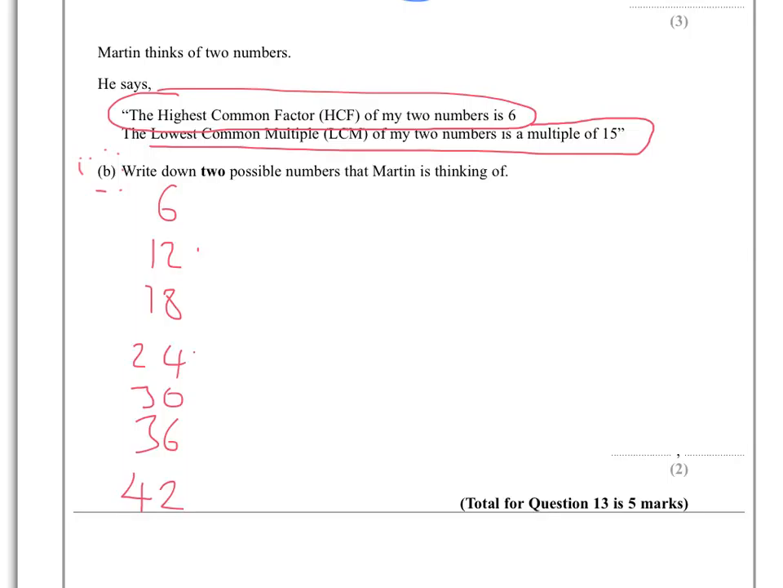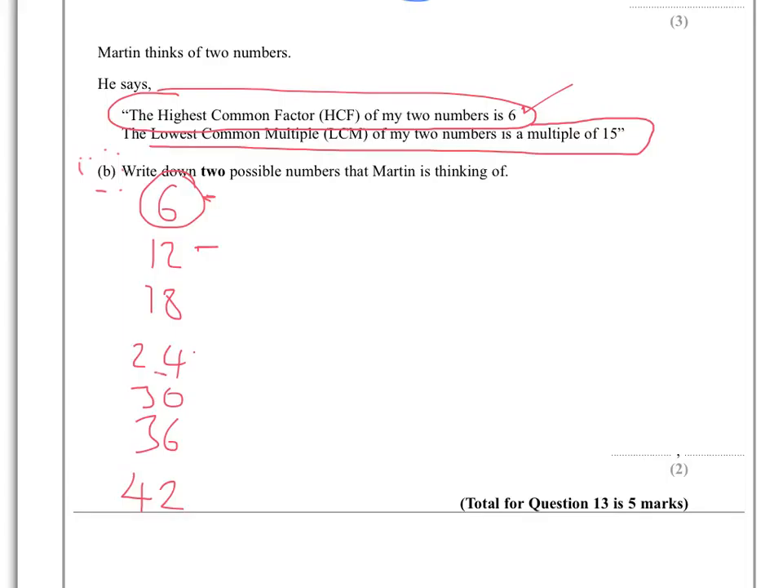But if we try and pick different pairs and see if we can find a pair that work, well, let's say we pick 6 and 12. Well, the highest common factor of those 2 is 6, so that's the first condition ticked. But then the lowest common multiple is a multiple of 15. Well, the lowest common multiple of 6 and 12 is 12, and that's not a multiple of 15, so that's no good. But that maybe gives us a clue as to how we could do this. 6 fits into everything in this list. So if I can find another number which is a multiple of 15, then we should be able to do that, because that should fit both of these conditions.